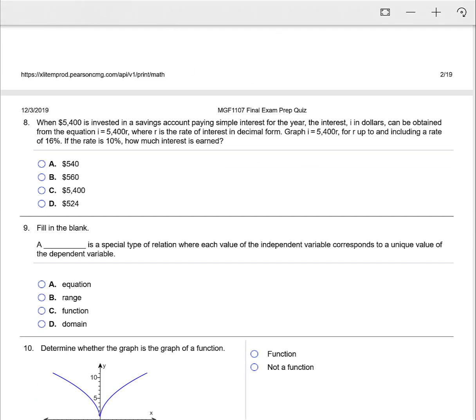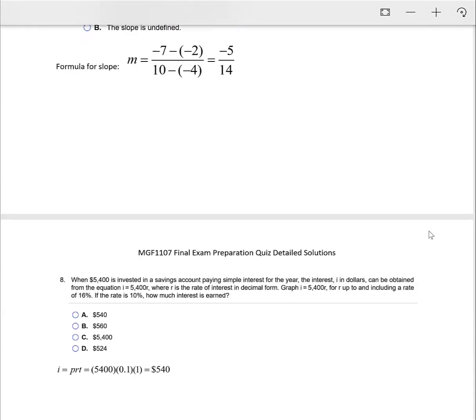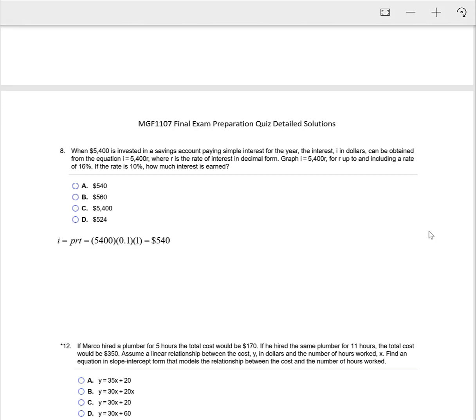Okay, number 8, I'm going to go over to the detailed solutions. And this is an interest problem. When $5,400 is invested in a savings account, paying simple interest for the year, we've been given an equation, I equals 5,400 times r, where r is the interest rate. They want you to graph it, but they actually just want to find out how much interest is earned. So we're going to take 5,400 times the interest rate times 1 year, and we get an answer of $540.